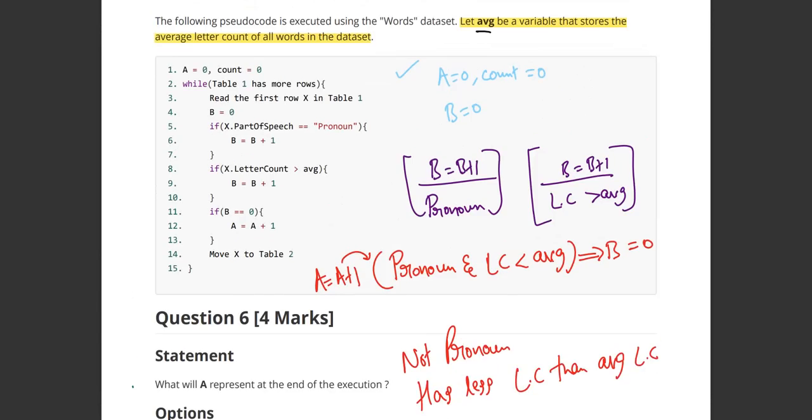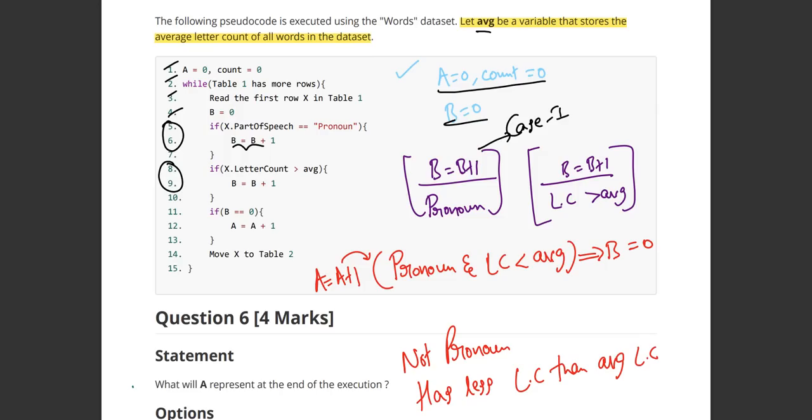So A has been set to 0 and count has been set to 0, and B is also 0. If part of speech is a pronoun, that is one case, this is case 1, and using case 1 we can increment the value of B. Now coming to case 2, under which we can increment B if case 1 is not satisfied. So let us see case 2, which is of line number 8 and 9.